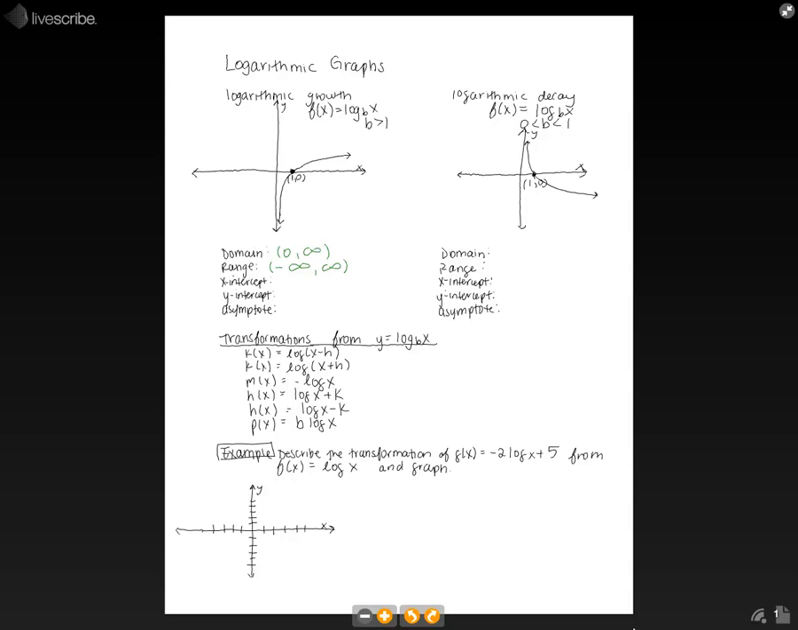The x-intercept we can see is already on the graph: it is (1, 0), where the graph crosses the x-axis. There is no y-intercept because the graph never touches the y-axis. So that means the asymptote must be the y-axis.